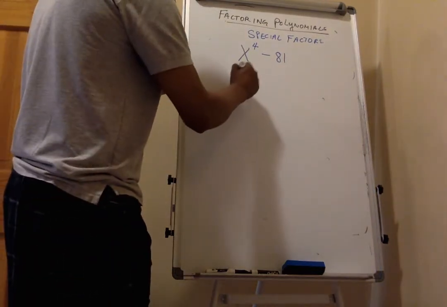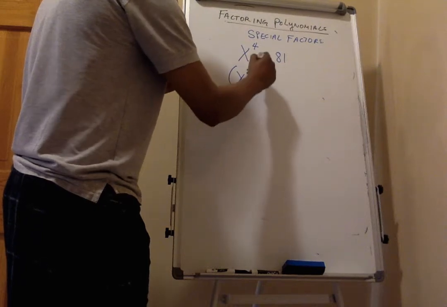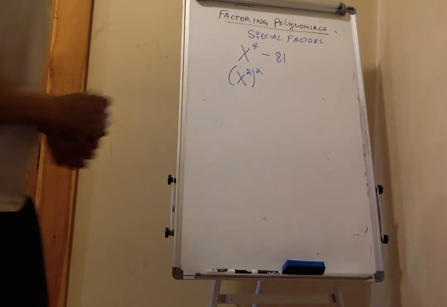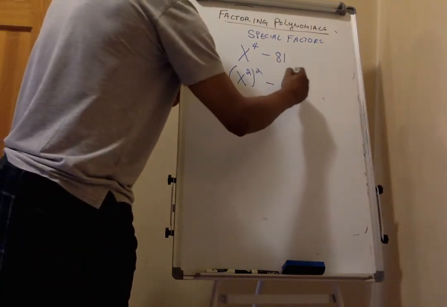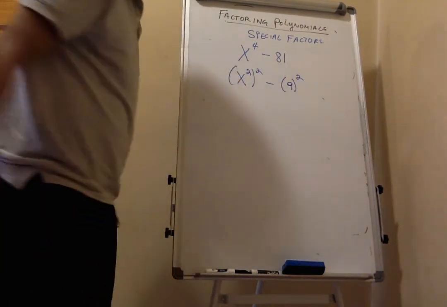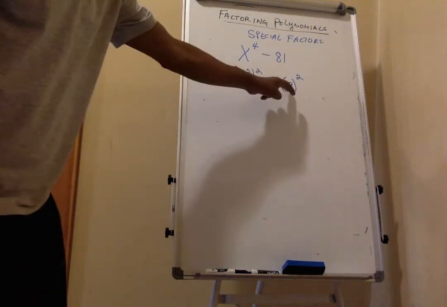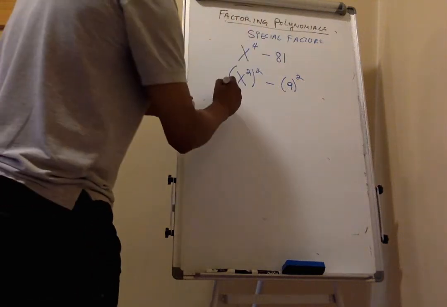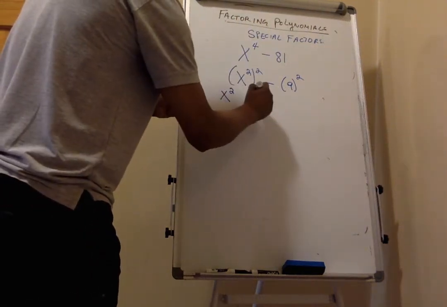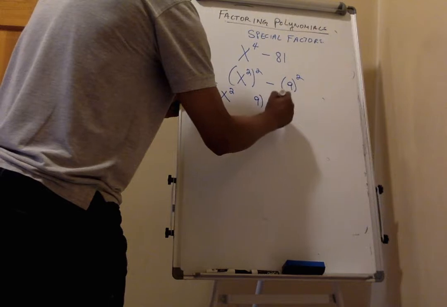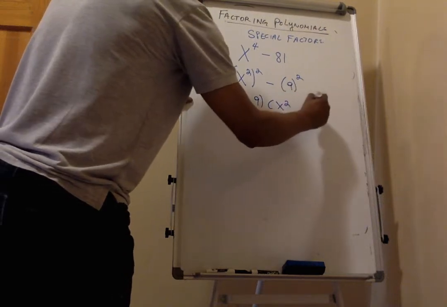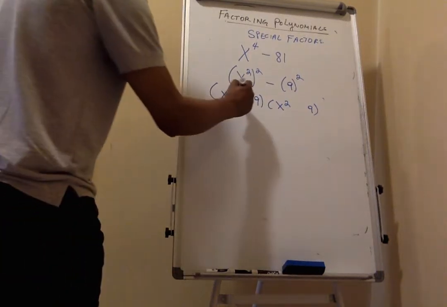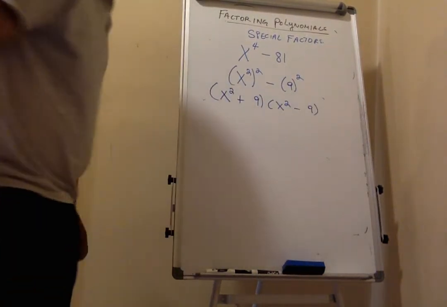Write this as x squared, squared, using the power rule. Then you would have what? Minus 9 squared. Now it becomes what? The difference of two squares. So use the formula. So this would be x squared and 9, and then another x squared and 9. Now you're going to put one of them is plus, one of them is minus.